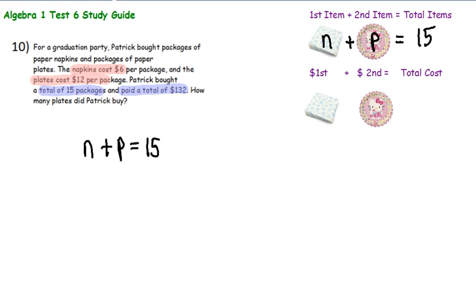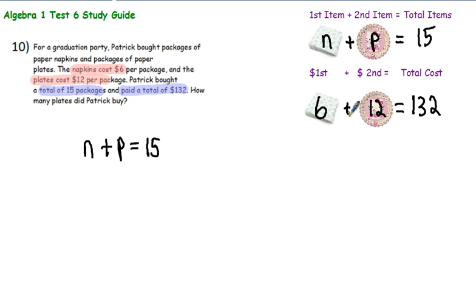Now, the other thing is the cost, and the second one's kind of the money line, which is how much does each thing cost? Well, it says that you paid a total of $132. Napkins cost $6, so it's $6 for each napkin. And then for plates, look back over here, it says plates cost $12. And then the total that we spent was $132. Now I can't say 6 plus 12 is equal to 132. That doesn't make any sense.